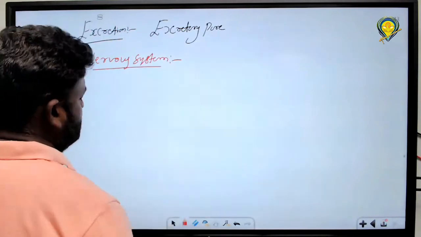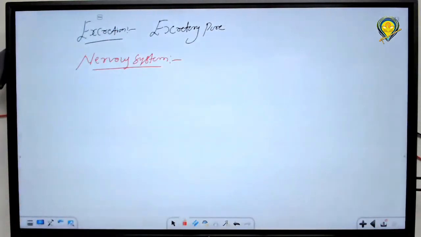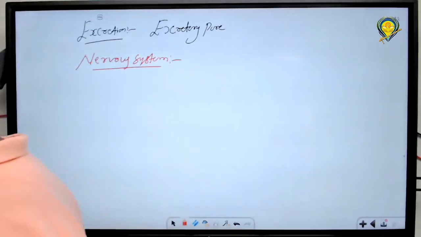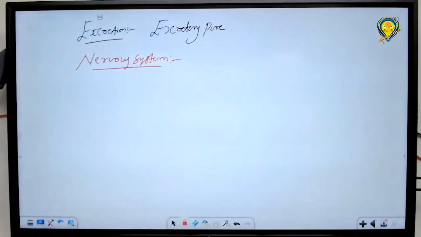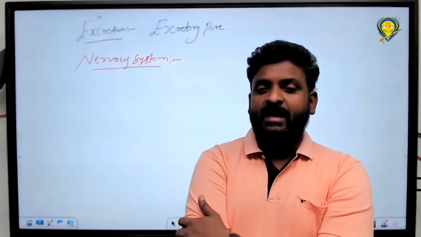And all of you, what is the nervous system? Come on, what is the nervous system? Right? So the nervous system is there, right? Now, the nerve ring. What is it?